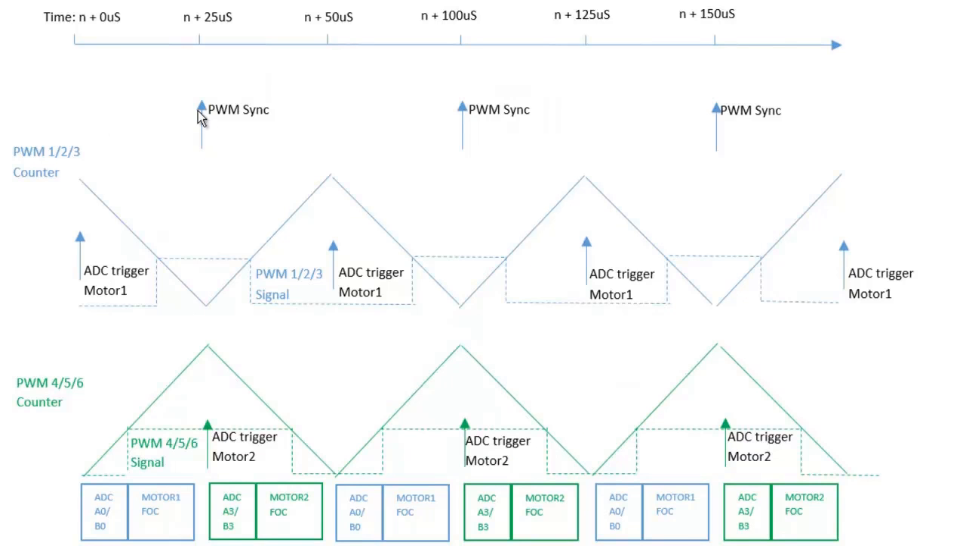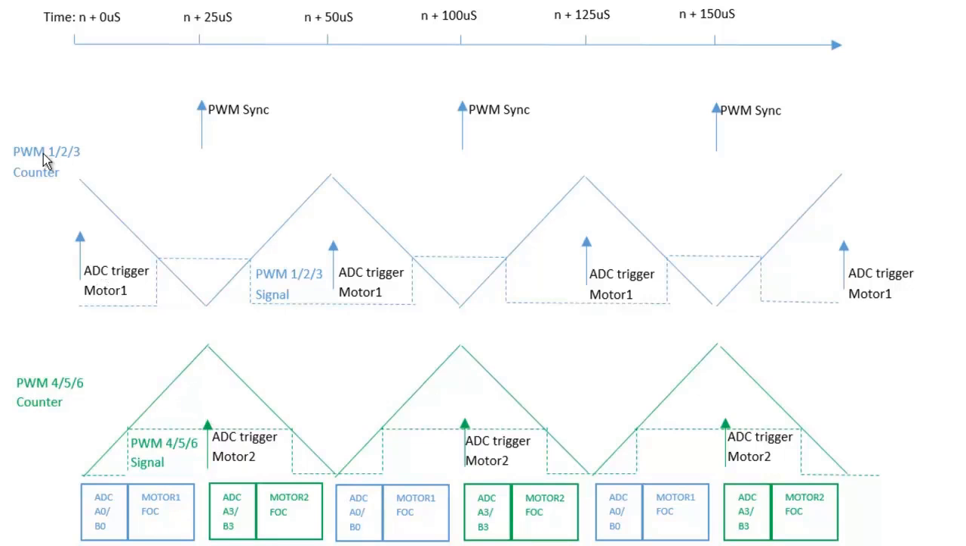We have our PWM sync triggering when the PWM 1 counter reaches 0, and that synchronizes the counters of PWM 1, 2, and 3. That PWM sync will also synchronize PWM 4, 5, 6. When PWM 1 is 0, PWM 4, 5, 6 will be set to the counter period and will count down after the synchronization. You can see the ADC triggers happening on the periods of PWM 1, 2, 3, as well as the periods of PWM 4, 5, 6.